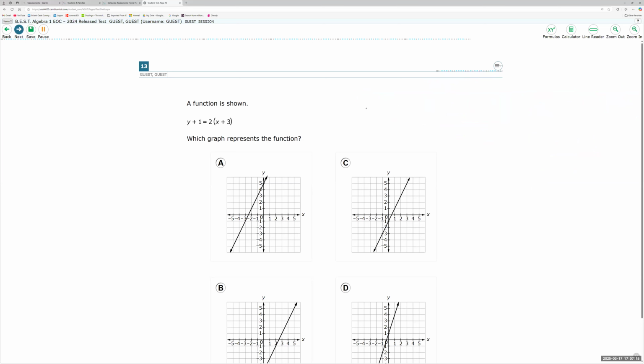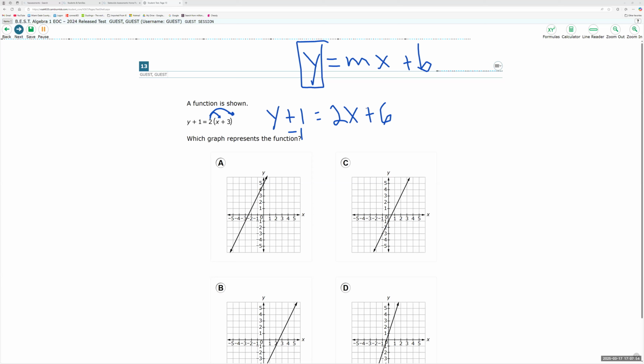Okay, a function, we need to solve it first. We need to solve as y equals mx plus b so we can get the y-intercept, where m is the slope and b is the y-intercept. So right now I'm going to distribute 2 times x and then 2 times 3. That will give me y plus 1 is equal to 2x plus 6. All right, to isolate the y, I need to subtract 1 from the 6. So y is equal to 2x plus 5.